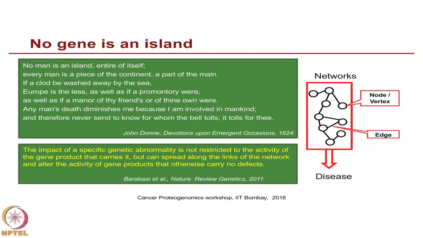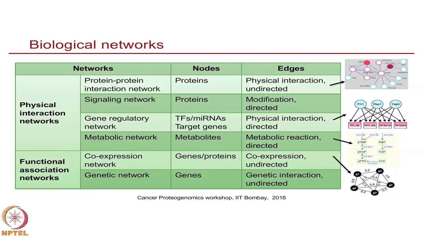In order to understand the network, I will first introduce two terms. One is called a node, or vertex. Those are basically the individual elements in the network, and they are connected by edges. With these two terms, we can look at some typical biological networks we have.